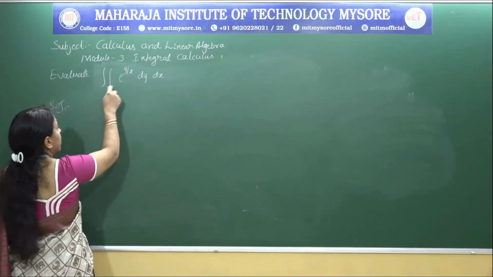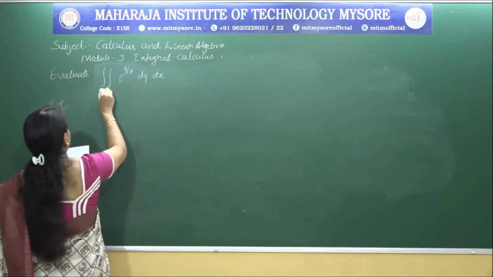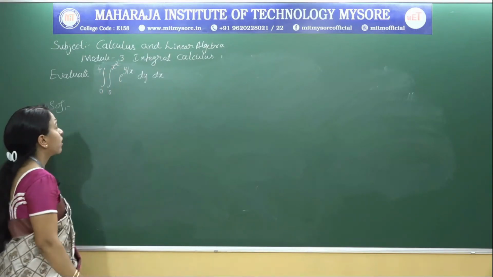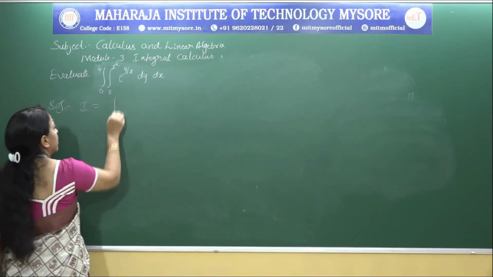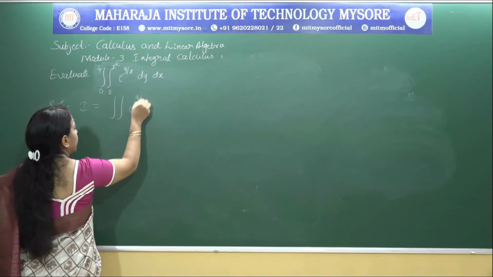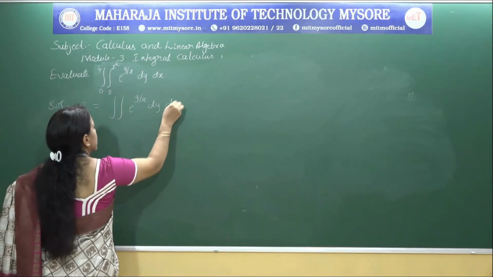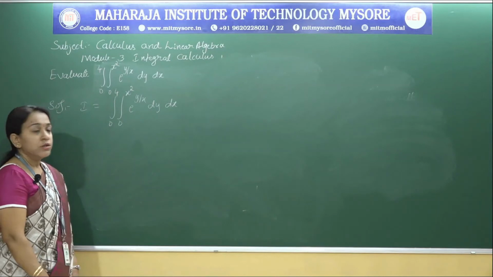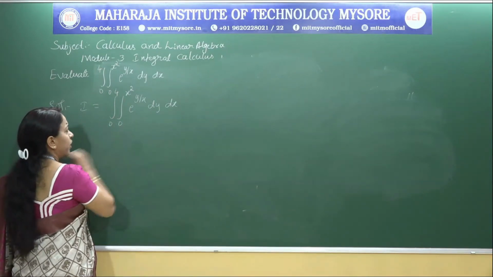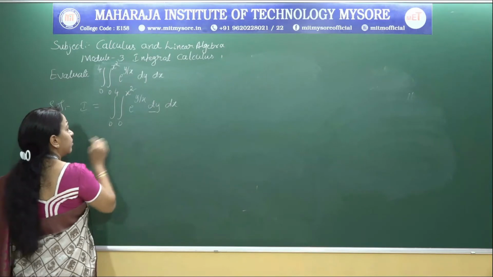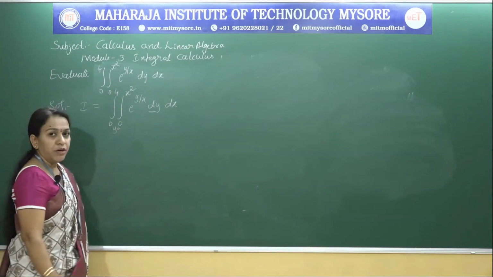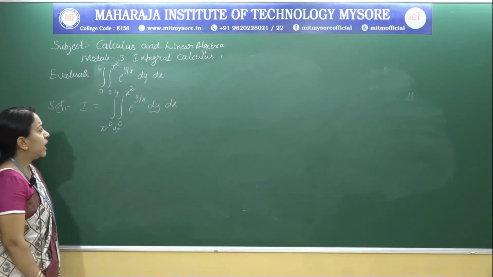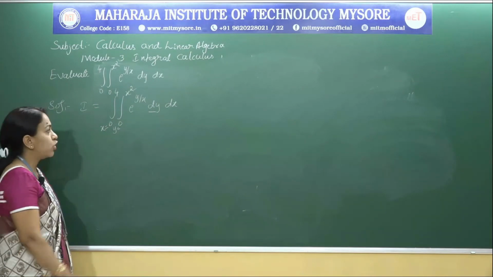Problem: evaluate the double integral of e power y by x dy dx between the limits 0 to 4 and 0 to x square. So consider the given integral as I. I is the double integral of e power y by x dy dx between the limits 0 to 4 and 0 to x square. So first mark the limits of the variables. We have y here and x variable, therefore this is the limit of the y variable, and then the outer limit will be the x limit. Now integrate with respect to y keeping x constant.